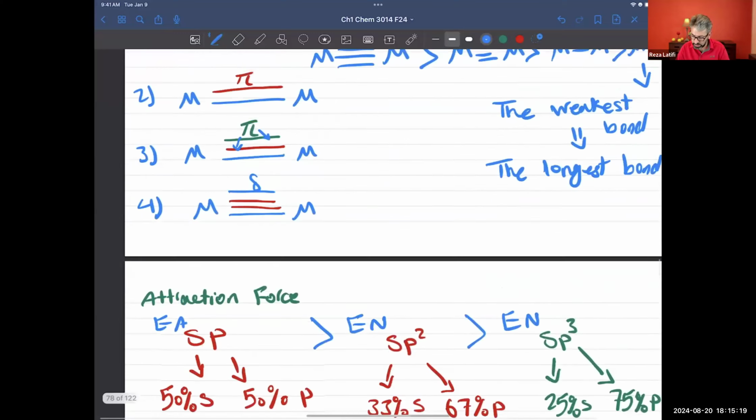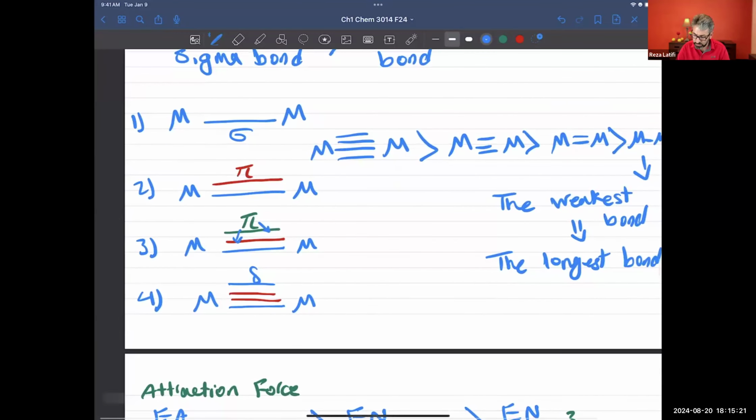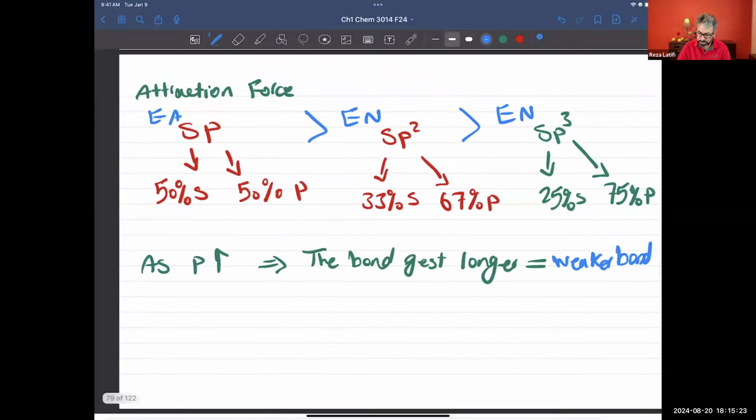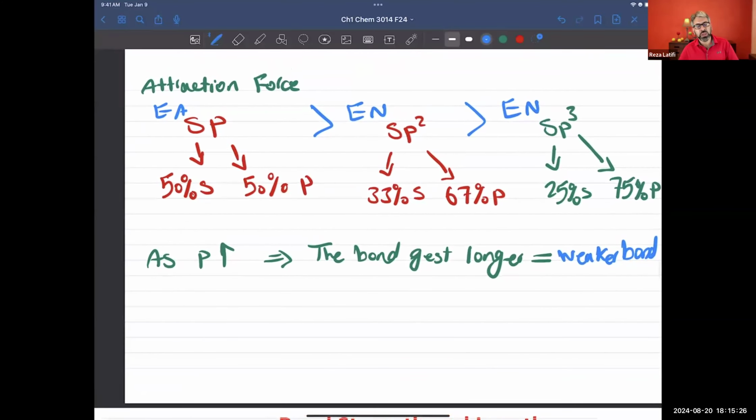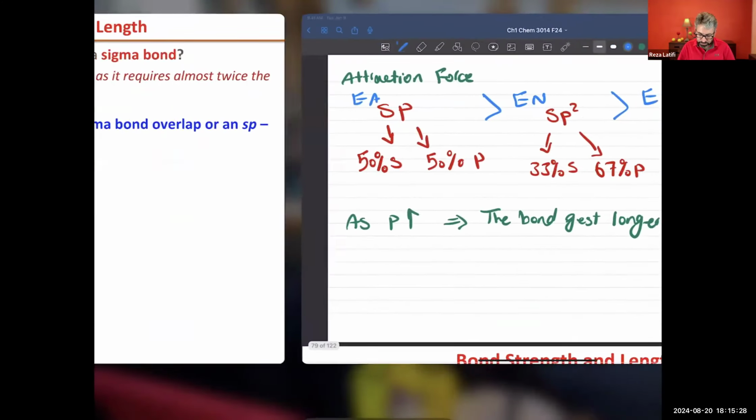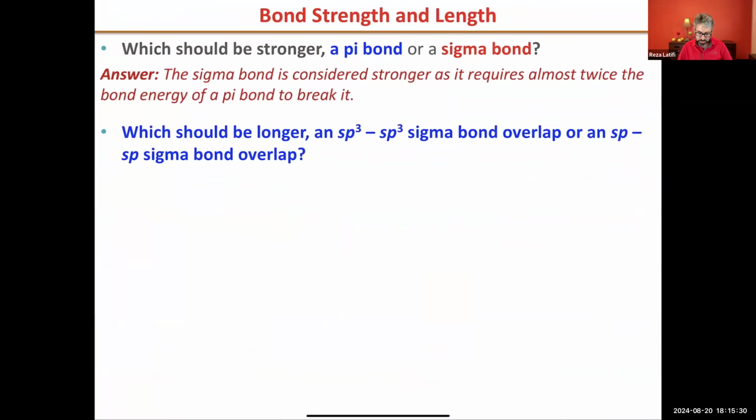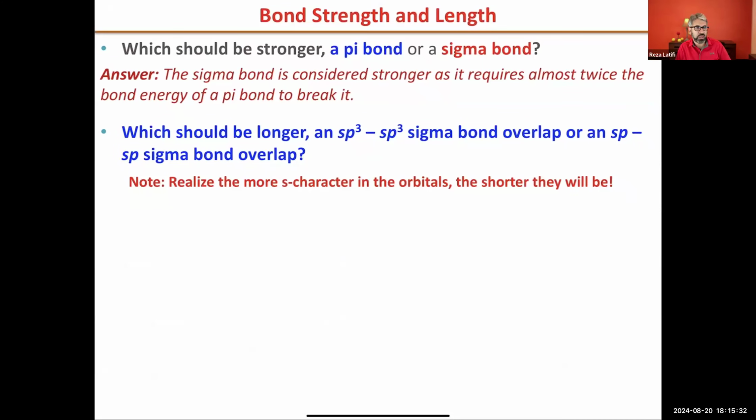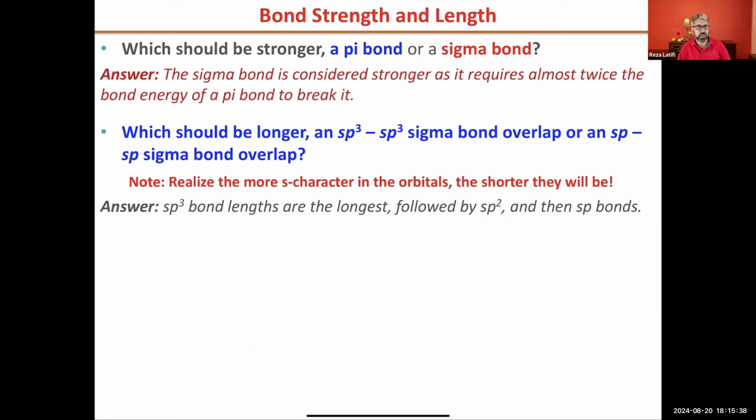Weaker bond. Okay, yeah. Weaker bond. So we're going to say sp has higher s character, so it will be a shorter bond because it's a stronger bond. And p has 75% p character, so it will be the longest between sp, sp2, and sp3.